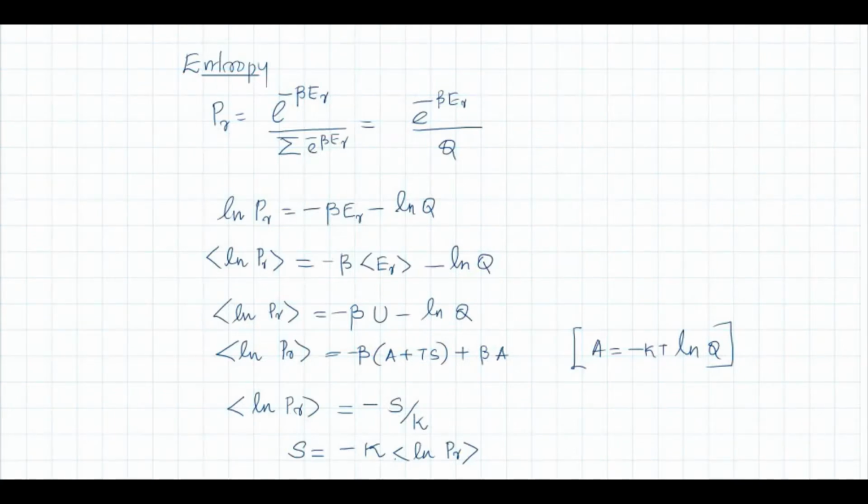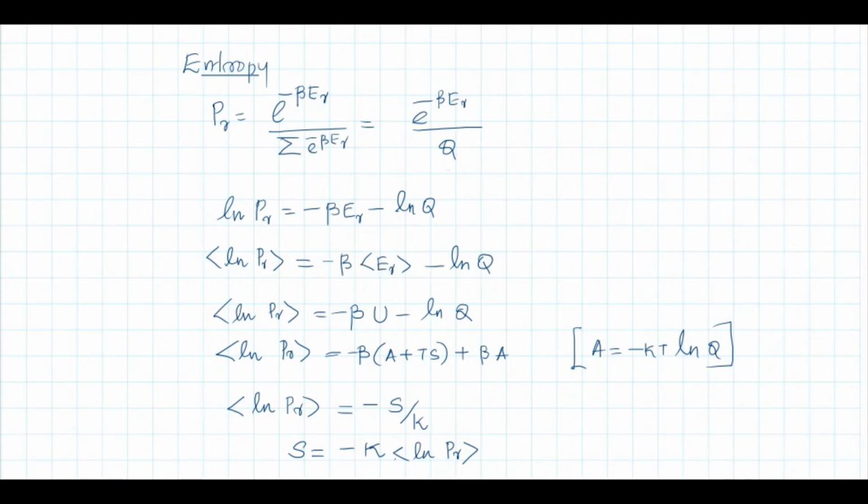Now we will calculate the entropy of a system in the canonical ensemble. We have probability PR equal to e raised to minus beta ER divided by sigma e raised to minus beta ER, and sigma e raised to minus beta ER is nothing but the partition function Q. You take the logarithm on both sides. So log PR is equal to minus beta ER minus log Q. Okay. What is the average value of this logarithm of probability? That is equal to minus beta into the average value of ER minus log Q.